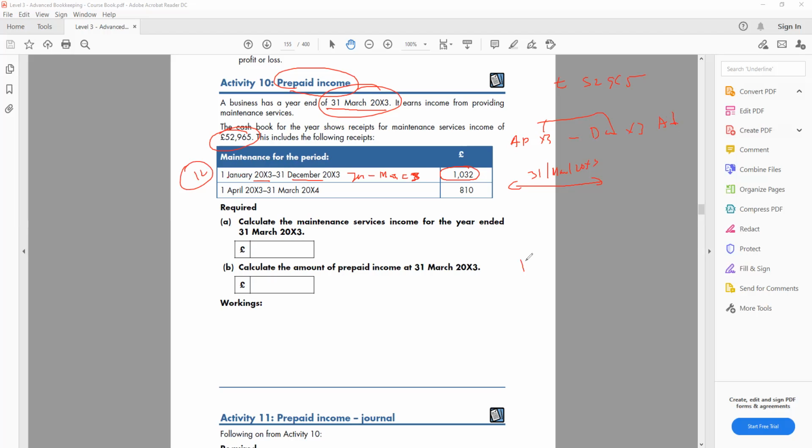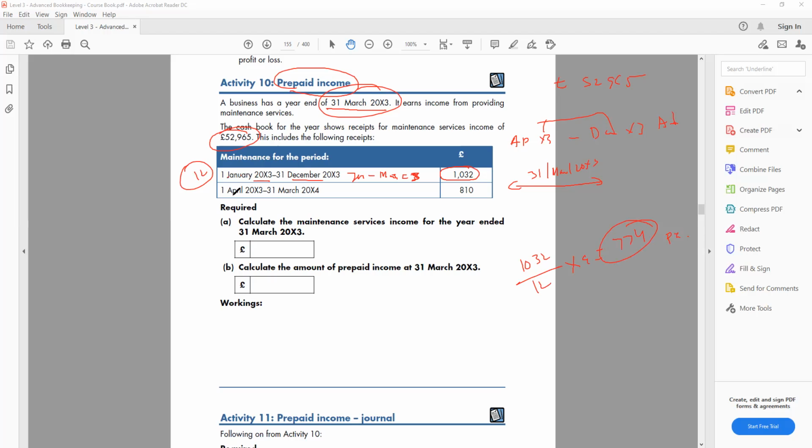So from 1032, only 3 months is relevant. So the other 9 months will be prepayment. So divide by 12 times 9, that will be 774. This 774 is a prepayment.